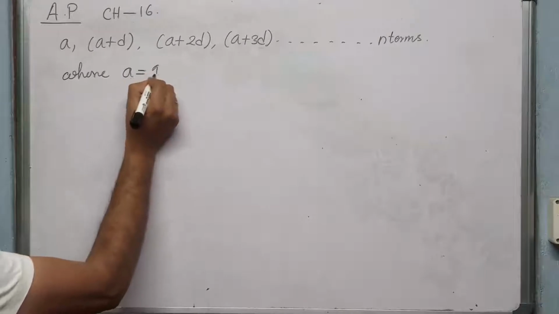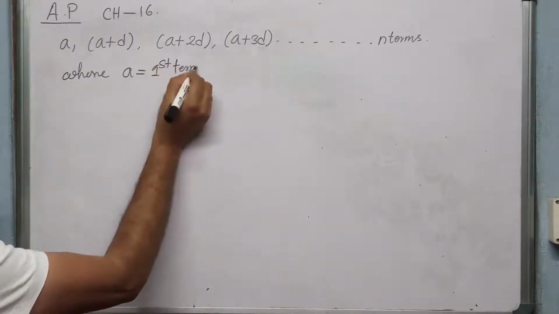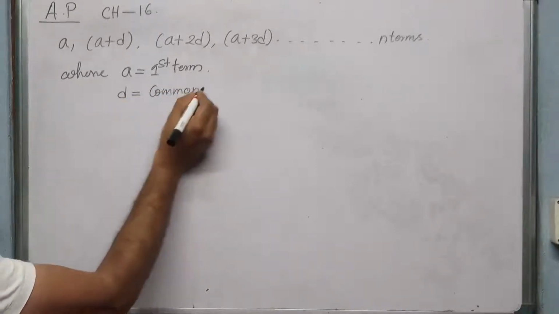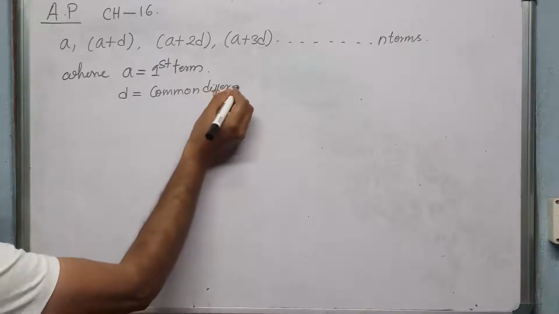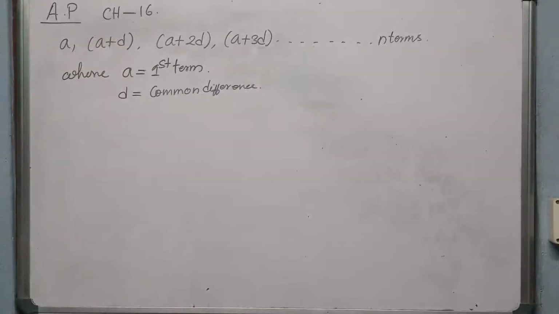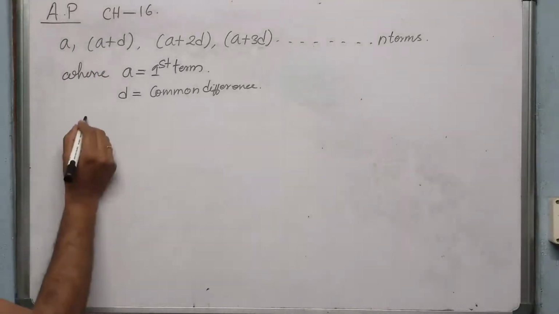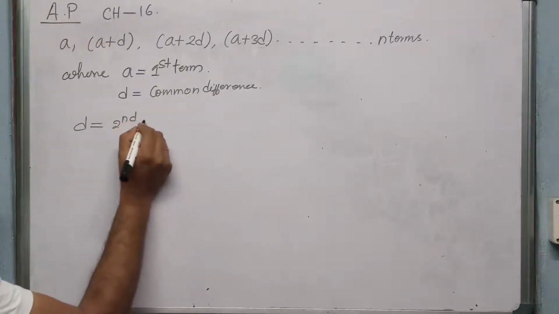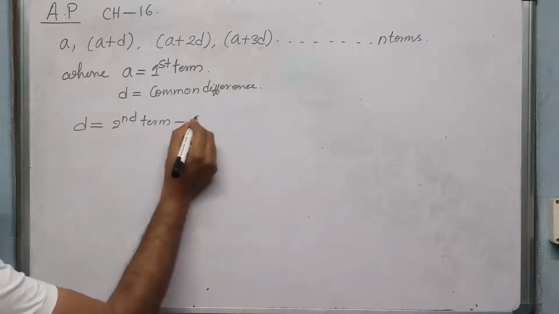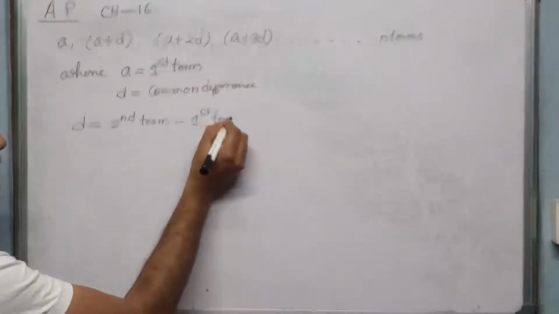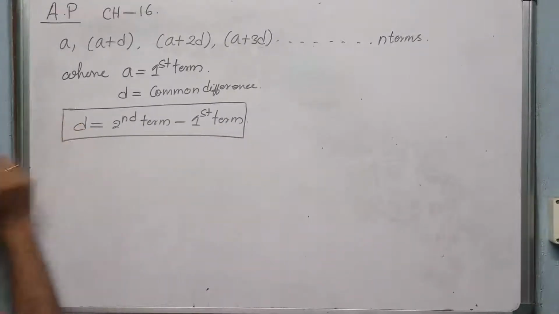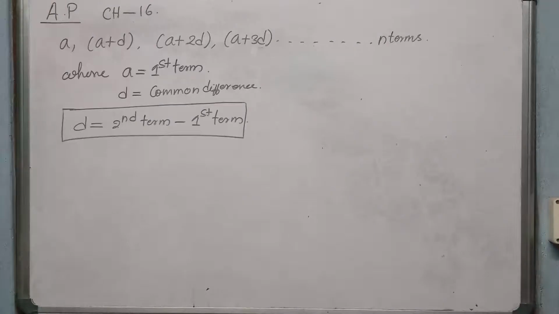Here A is called the first term and D is called the common difference. Now, how to calculate the common difference? There's a formula. To calculate the common difference, second term minus first term will give you the common difference.